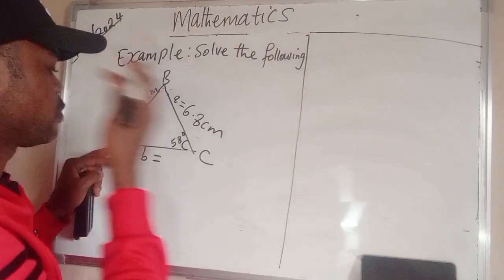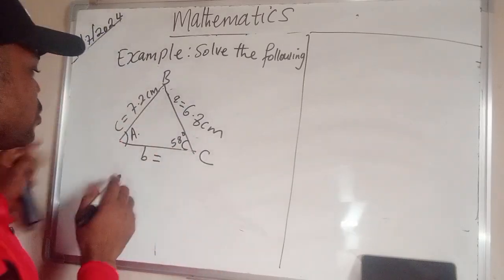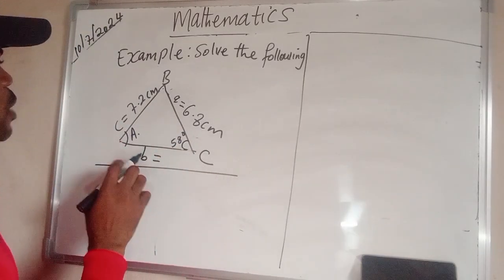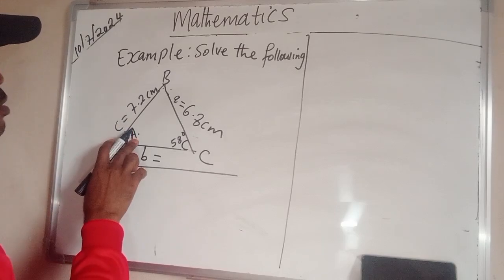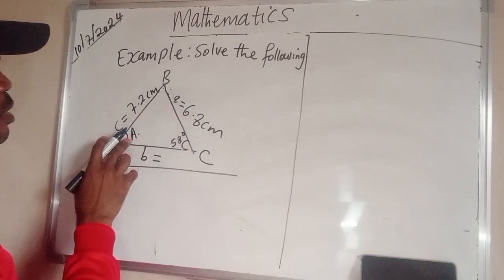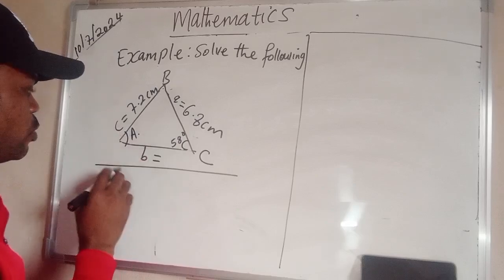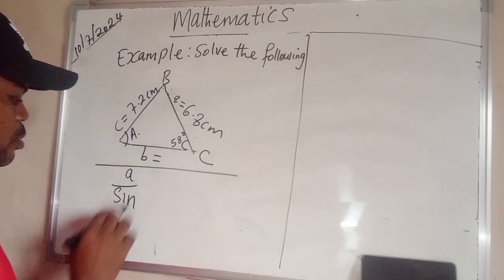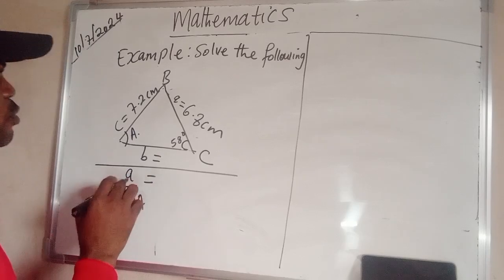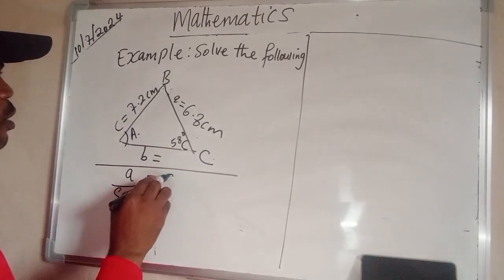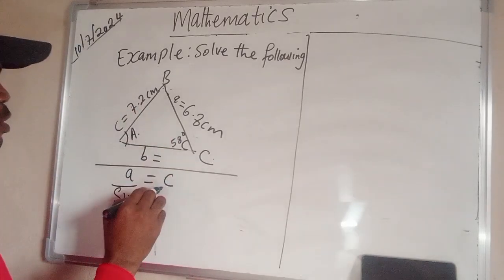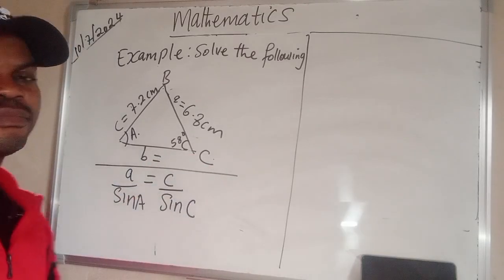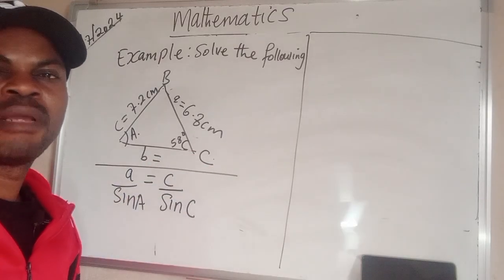So I'm going to use this formula on the board. I'm going to start from here. Simply say, since I have this side A, I don't have angle A, I'm going to use A all over sine A equal to C, the side that was given, all over sine C. This is the formula I'm going to use.